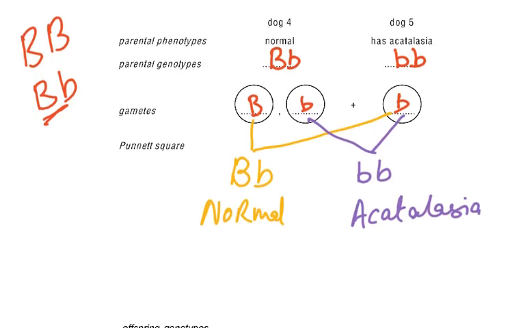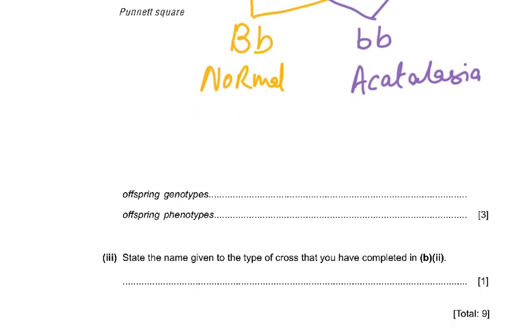Now, anything else they've asked you? So offspring genotypes and offspring phenotypes. So you're given all that. State the name given to the type of cross that you have completed, and that's a test cross.